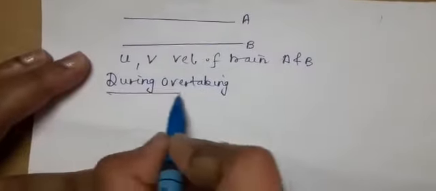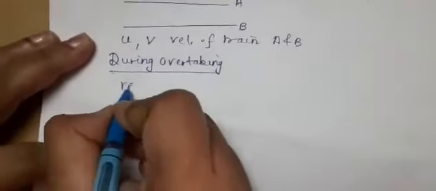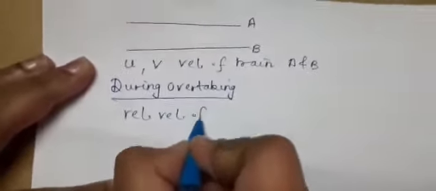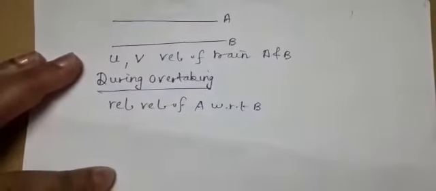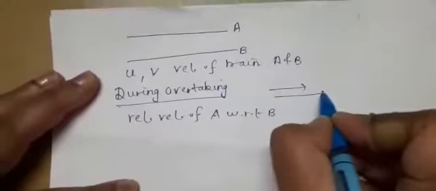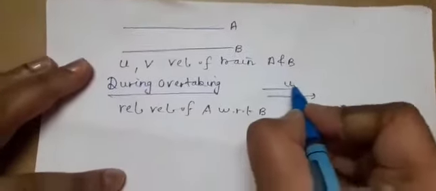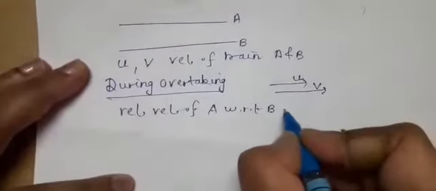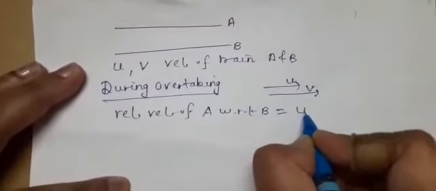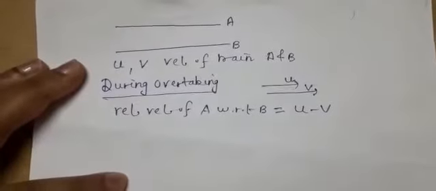So during overtaking, first of all, the relative velocity of A with respect to B. When these are moving in the same direction, it means one is moving with speed U and another is moving with speed V. So when these are moving in the same direction, the relative velocity of A with respect to B will be U minus V.